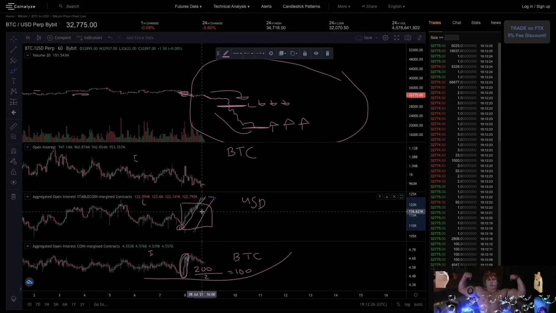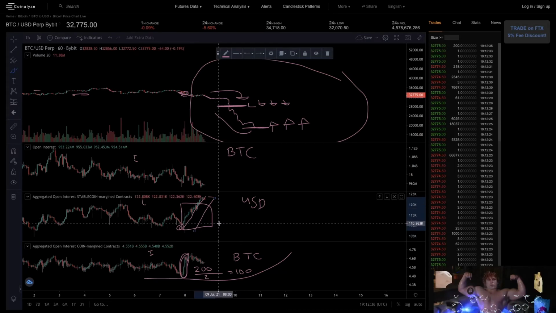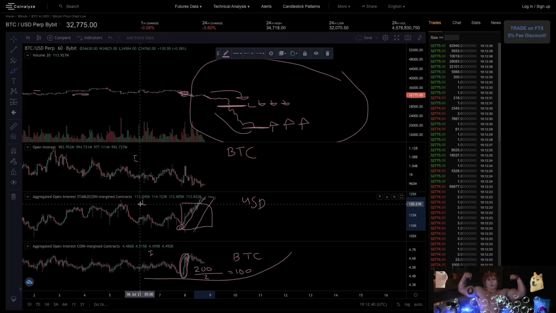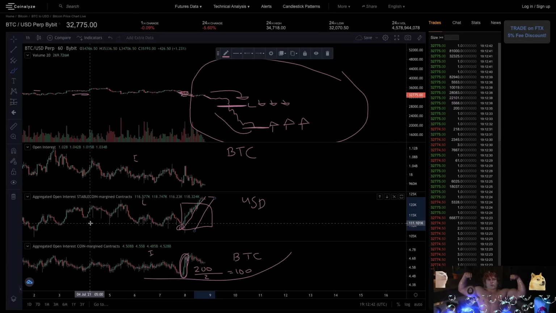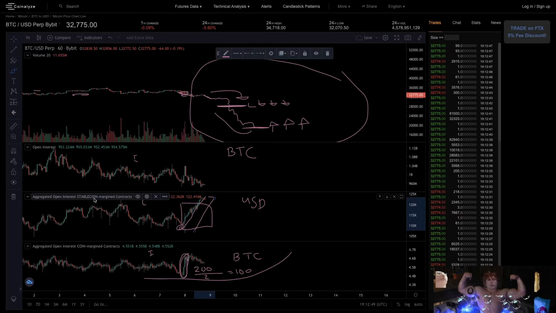What is the actual difference between coin margin contracts and the open interest chart? Coin margin is a type of future. The open interest is the amount of contracts open on some exchange. Linear futures, aka stable coin margin futures, and coin margin futures are the ones that you hold.